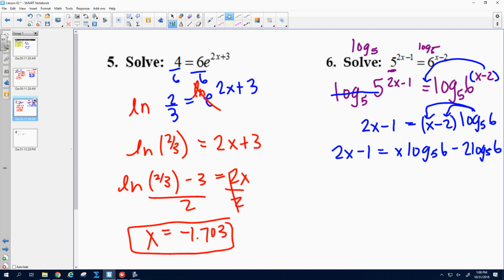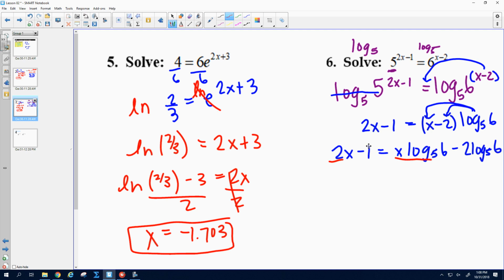It wouldn't help you isolate the x, because we need to get all the x's on one side. So don't do that. Okay. All right, now what I need to do is get all my x's on one side. So see how this has an x term and this has an x term. Those are friends. They need to be on one side.